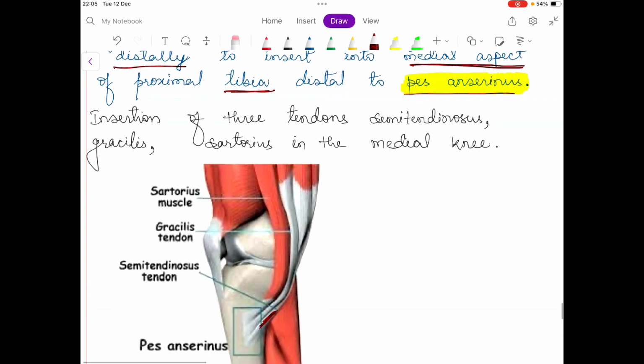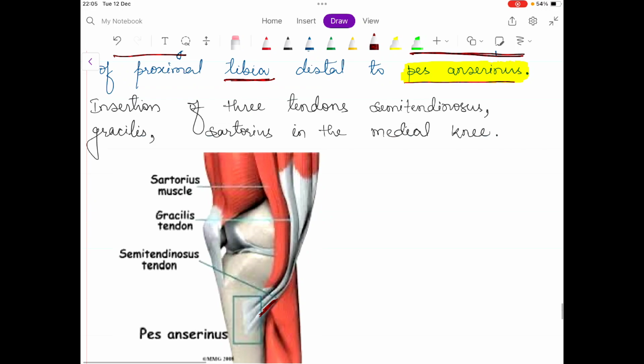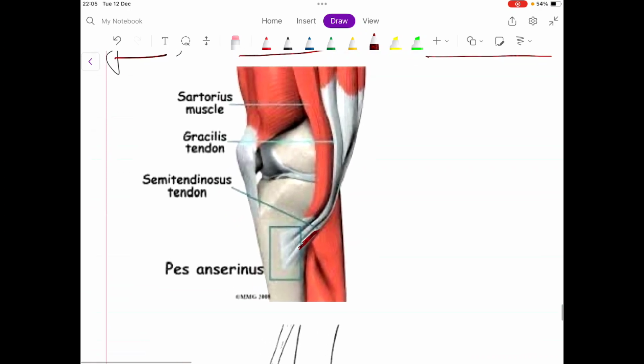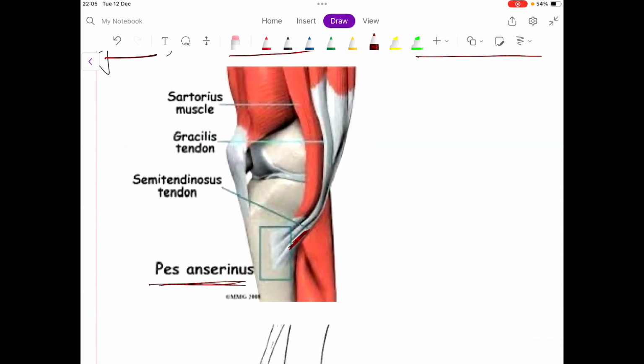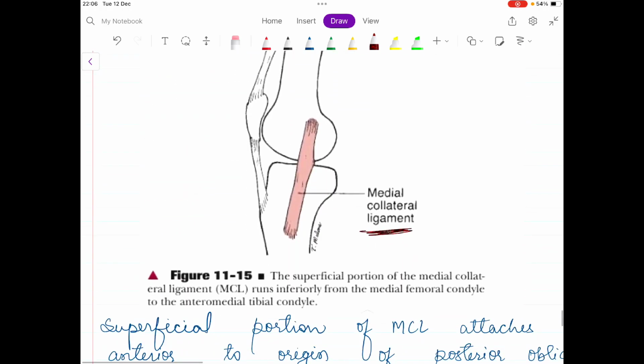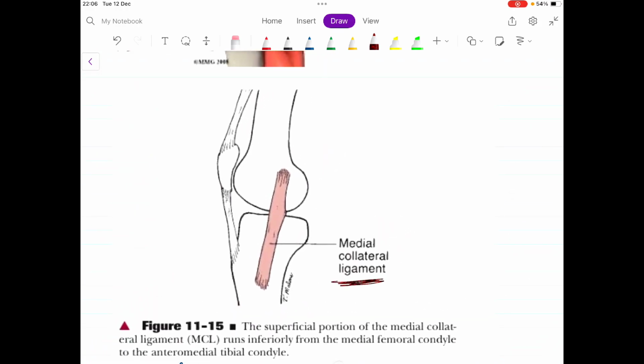What is pes anserinus? It is the common insertion of the three tendons, semitendinosus, gracilis and sartorius, in the medial aspect of the knee. Please don't forget it. This is the diagram of the pes anserinus. As you can see here, the three tendons have a common insertion point, and this one is your pes anserinus. This one is the semitendinosus, the middle one is the gracilis, and this one is the sartorius muscle. And this one here is the diagram of the medial collateral ligament.